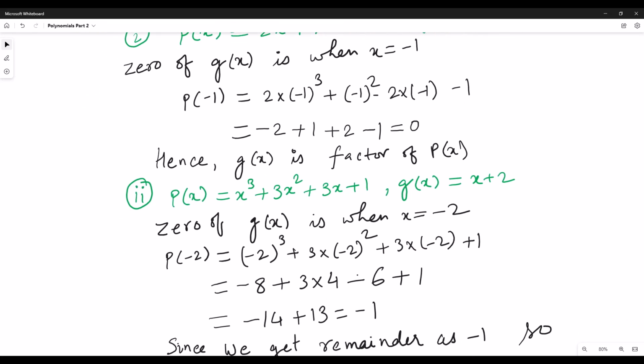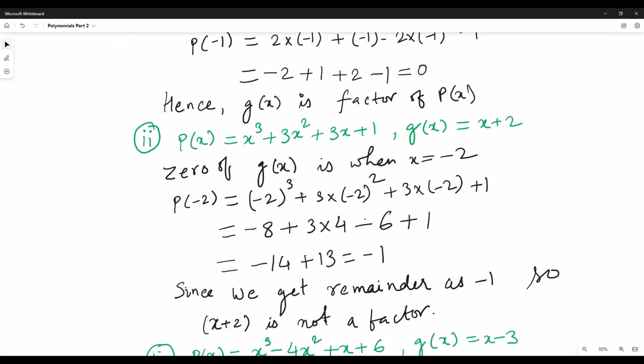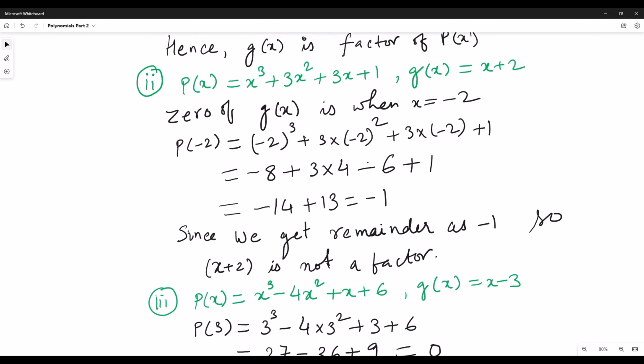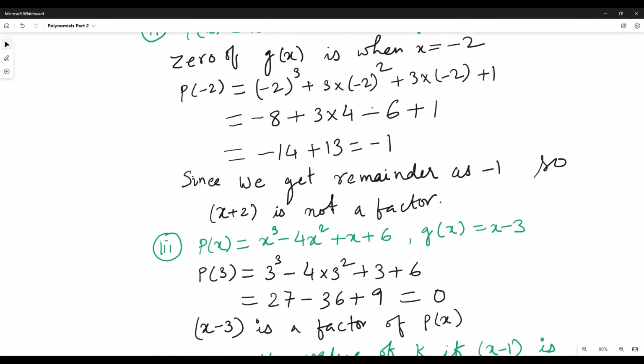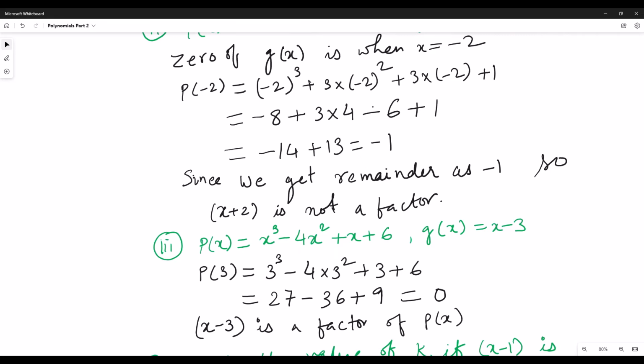Likewise, here g(x) is x plus 2. What is the value of a? In x minus a, the value of a is minus 2 here. So we have to check p(minus 2). The remainder is not 0, so x plus 2 is not a factor.